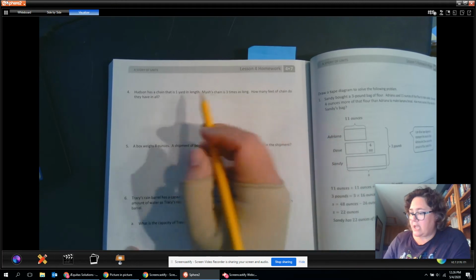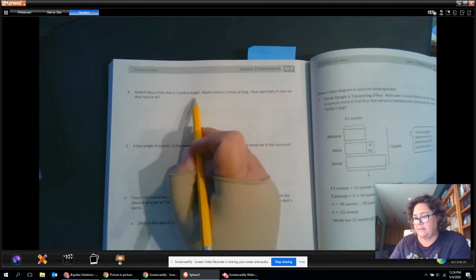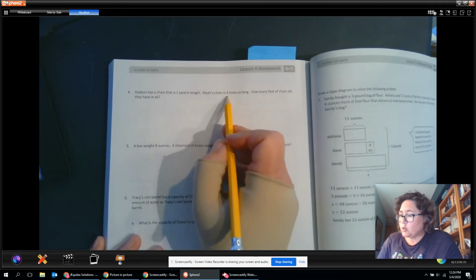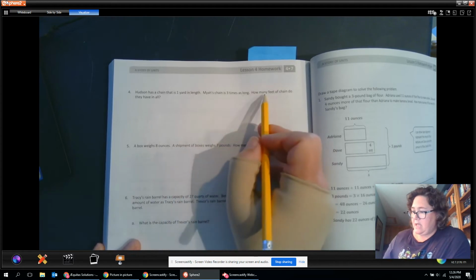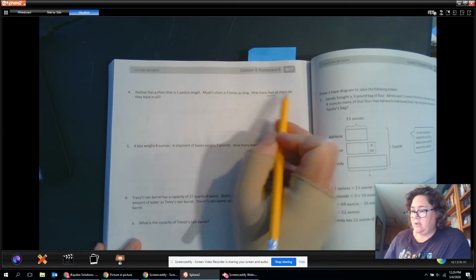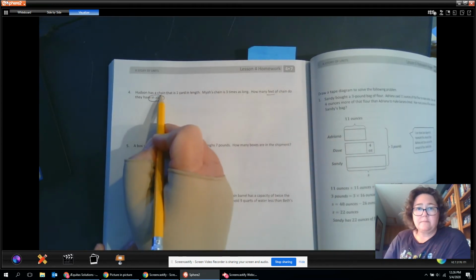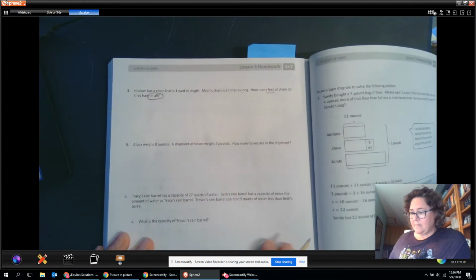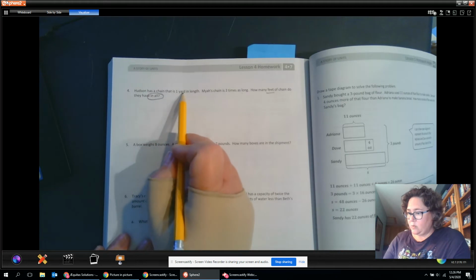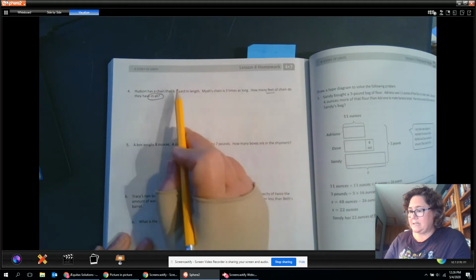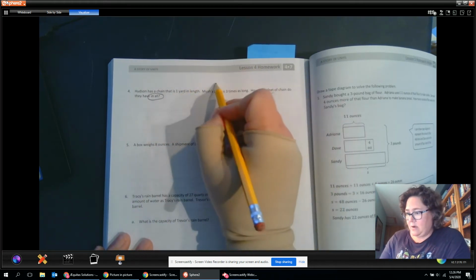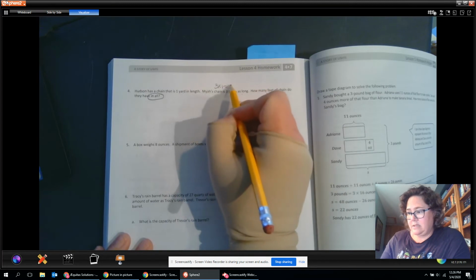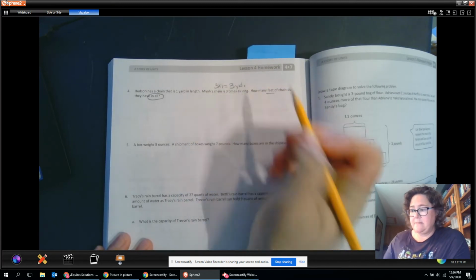Hudson has a chain that is 1 yard in length. Maya's chain is 3 times as long. How many feet of chain do they have in all? This is going to be a multiple step problem. So we've got Hudson's 1 yard. Hers is 3 times that. So obviously 3 times 1 is going to be 3 yards, right?